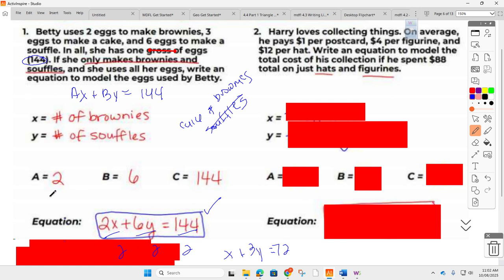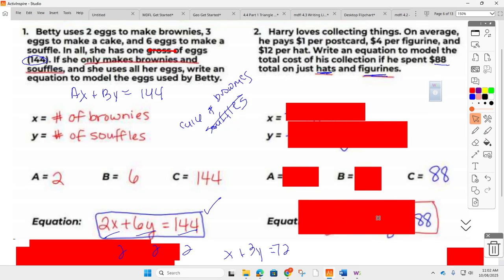So let's look at this one. Very much collecting things. Pay attention to what we're using and what we're not using here. On average, he pays $1 per postcard, $4 per figurine, and $12 per hat. Write an equation for the total cost of his collection if he spent $88 on just hats and figurines. That's the sum, 88, at the end, right? Yes, the sum is 88.